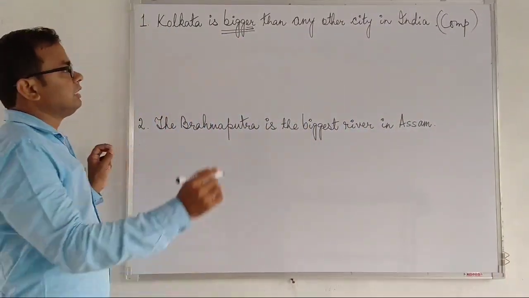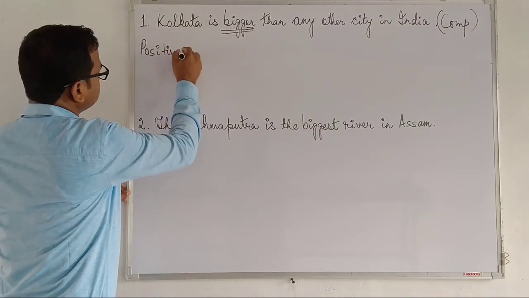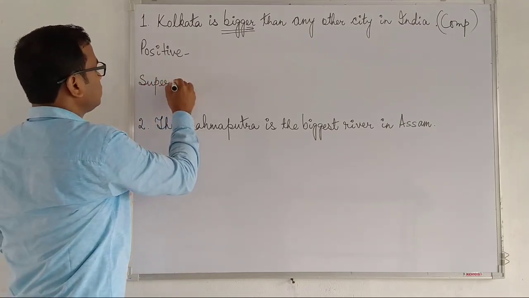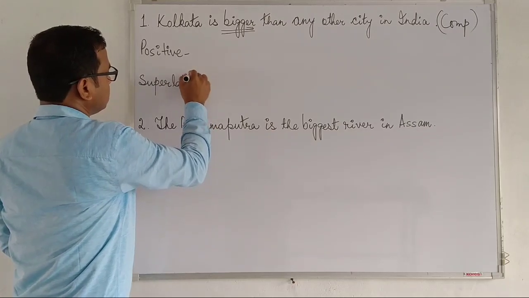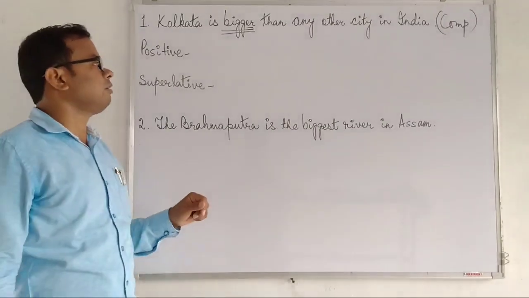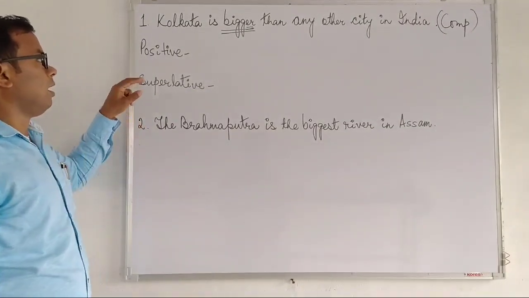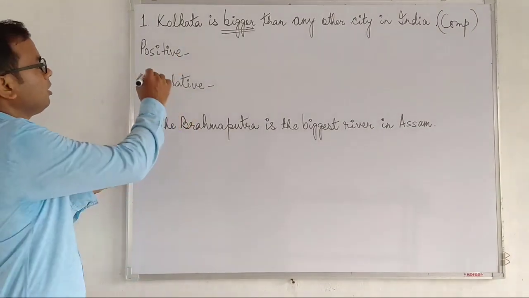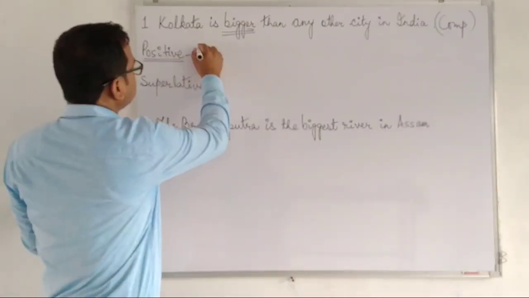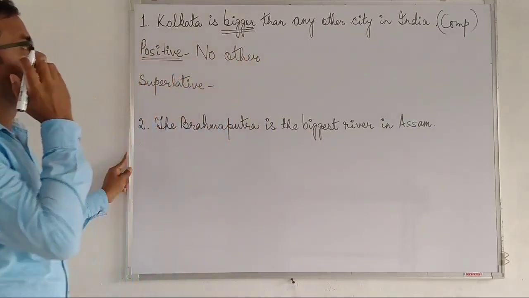Now we need to change it first to positive degree. Let us change it to positive degree first, and then we will make it superlative degree. In order to make it positive, we need to use one term, that is no other. When we convert a degree into positive, we have to use the phrase no other.